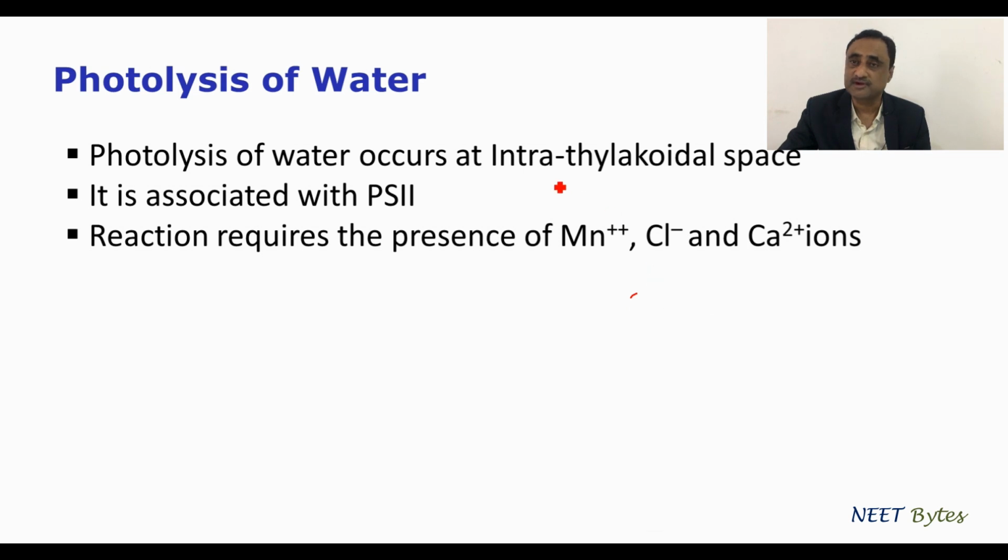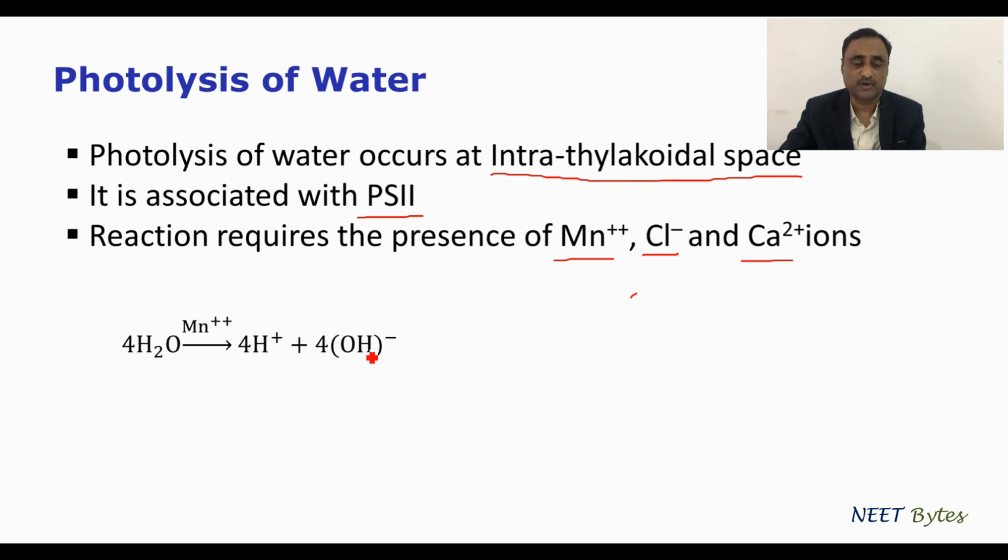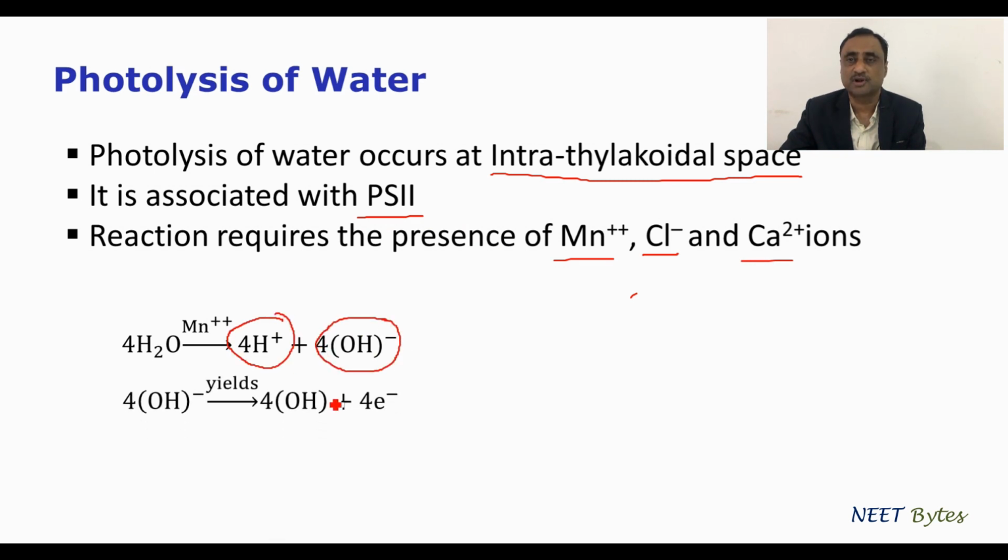It is associated with PS2, and three elements are required, manganese, chlorine and calcium. So what happens? First of all, the water molecule is broken, and then we see that 4 hydrogen ions and 4 hydroxyl ions are formed. Now these 4 hydroxyl ions break into 4 electrons, and this produces a water molecule as well as oxygen, which is actually released. So this is how the photolysis of water happens, right?